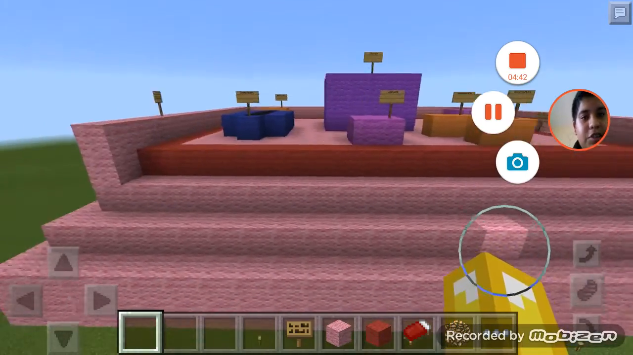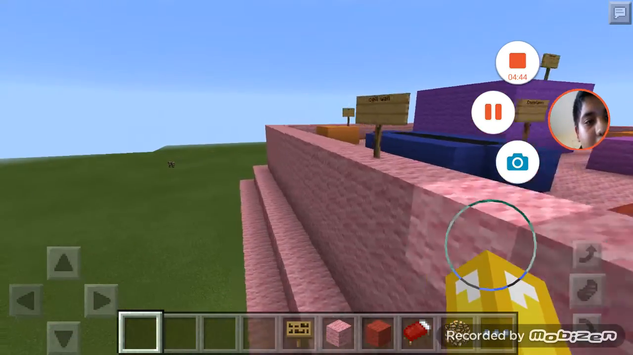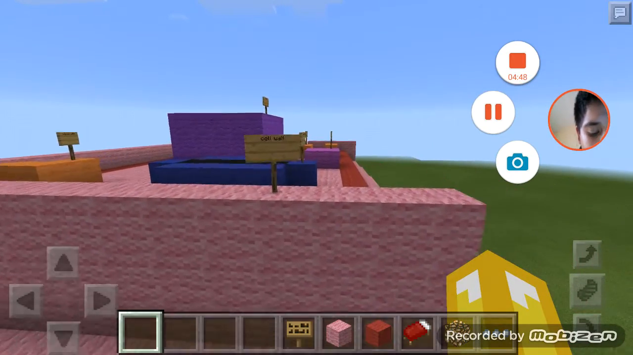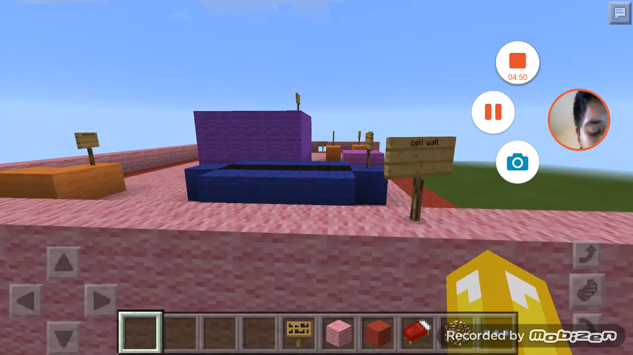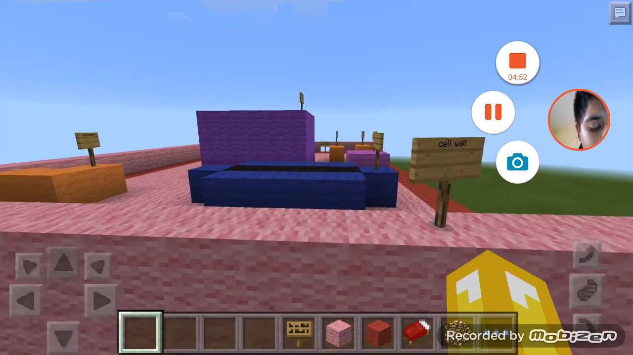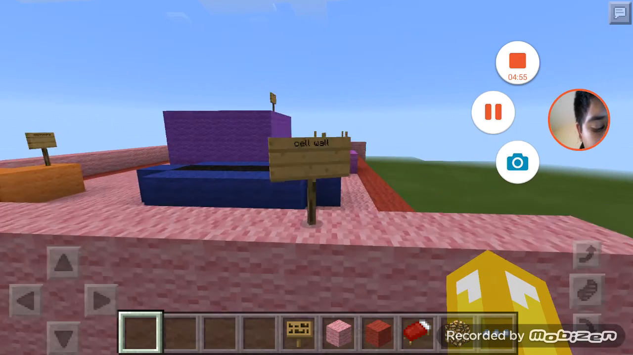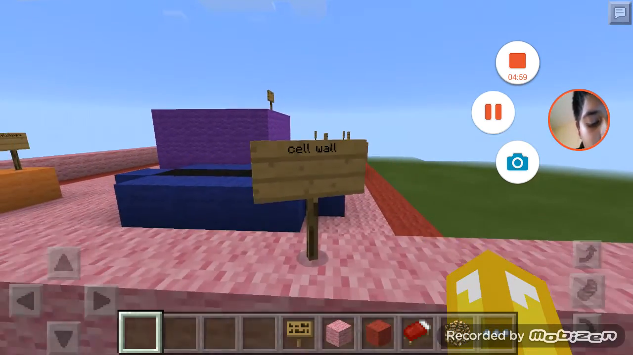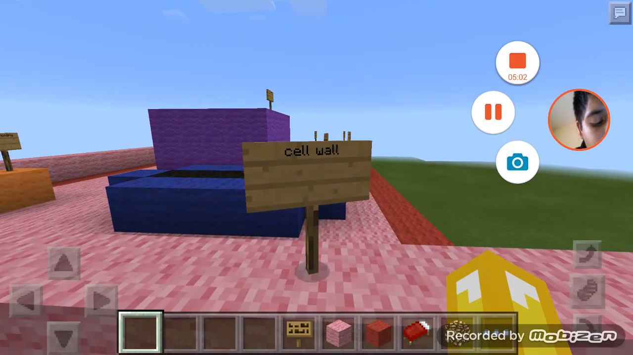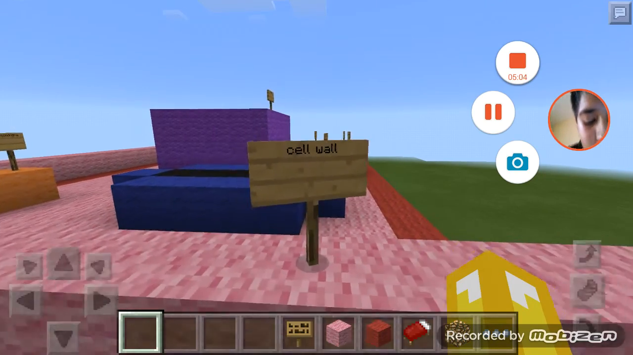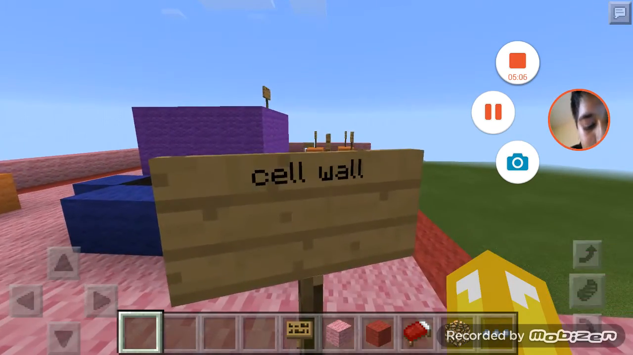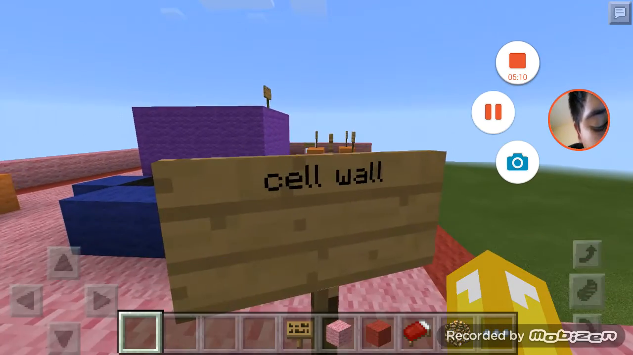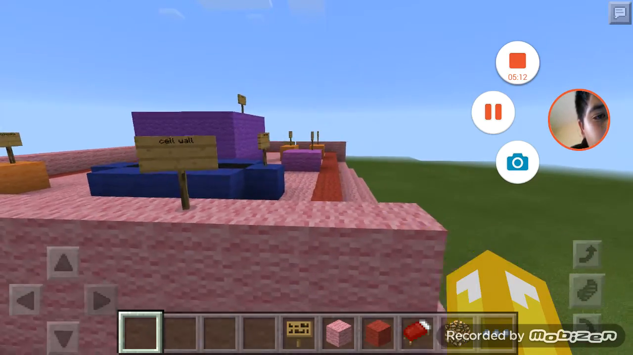Let's see. The cell wall. We also forgot about the cell wall. Okay. The cell wall is the rigid outer covering of a typical plant cell, made of cellulose and lying outside the cell membrane. Animal cells do not have cell walls. It is the cell wall that gives plant stems and wood their stiffness.